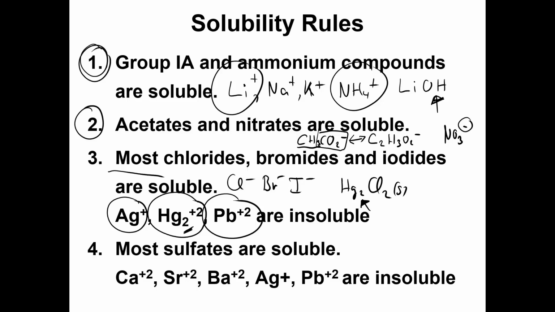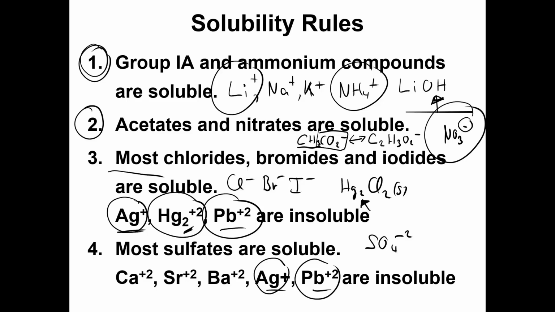Next rule, most sulfates, SO4 2-, are soluble except for calcium, strontium, barium, lead, and silver. So lead and silver come up again, right? We had lead and silver here not being soluble, and so lead and silver are not very soluble unless they bind to certain polyatomic ions that are always soluble, such as nitrate, for example. They come up again, and then calcium, strontium, and barium are going to come up again later on. But for the sulfates, those are the ones that are going to precipitate.